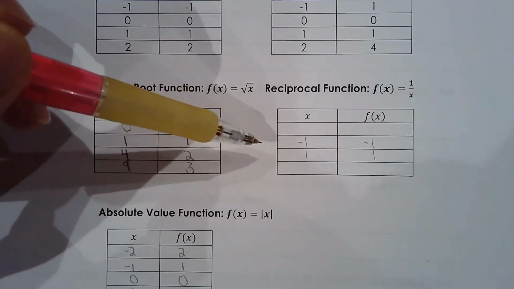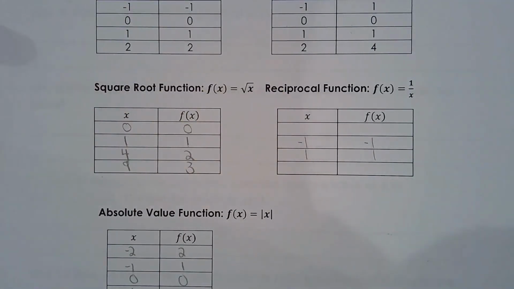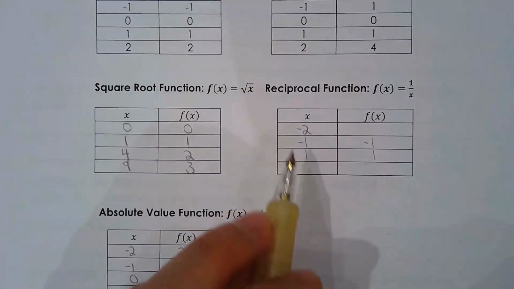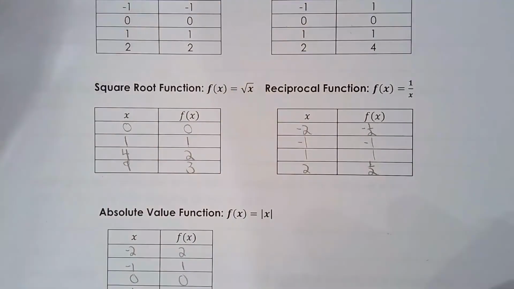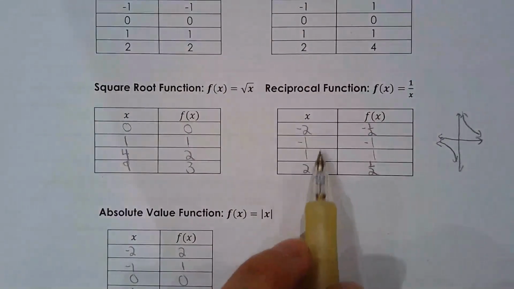The next 2 points I'm going to write down: both coordinates won't be integers. One of them might be, but the other one won't. There are different choices here, but I'm going to choose (-2, -1/2) and (2, 1/2). If you can imagine your reciprocal function, you'll have 2 branches. So this is very nice because you get two points on each branch.